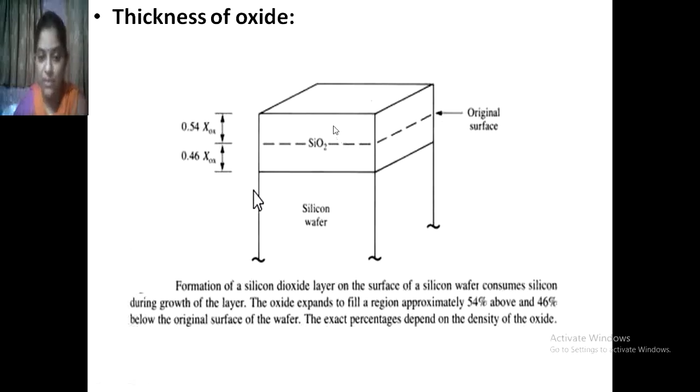So the oxide expands to fill the region approximately 54% above and 46% below the original surface of the wafer. The exact percentage depends on the density of the oxide. So here, the silicon wafer is consumed during growth of the layer, as shown in the figure.